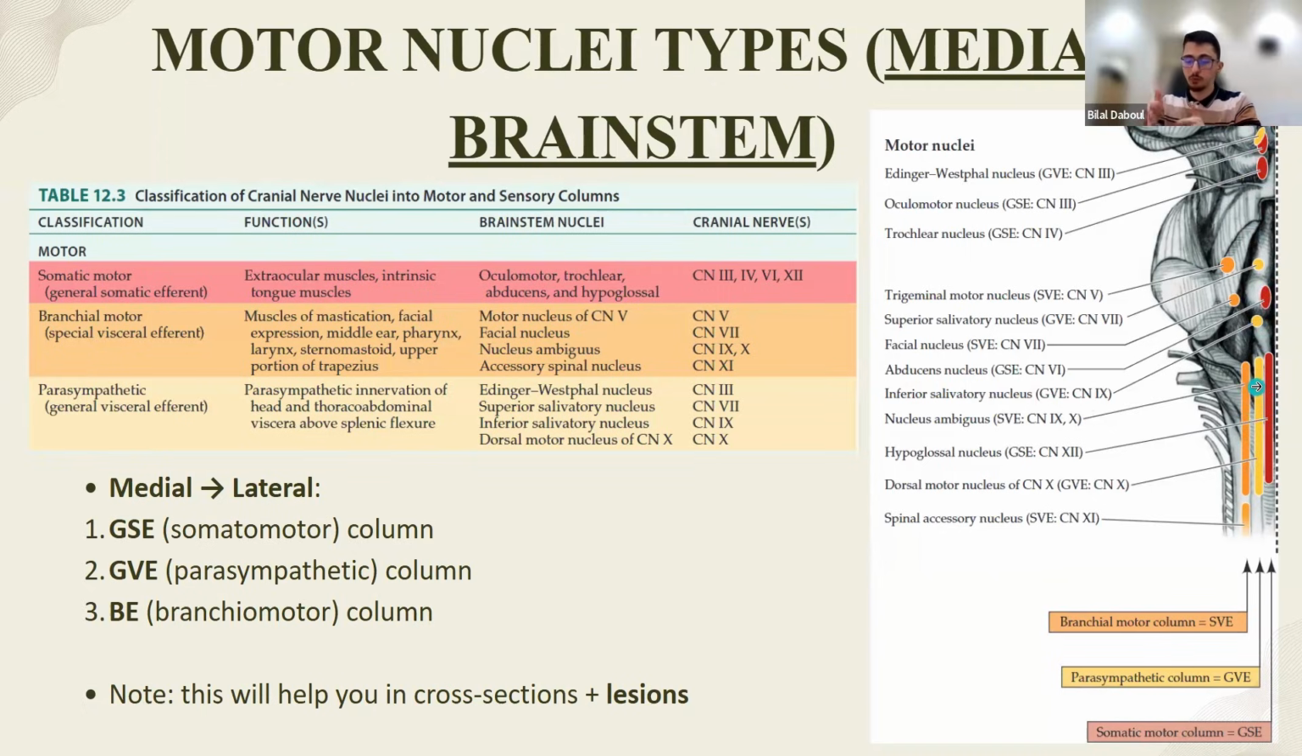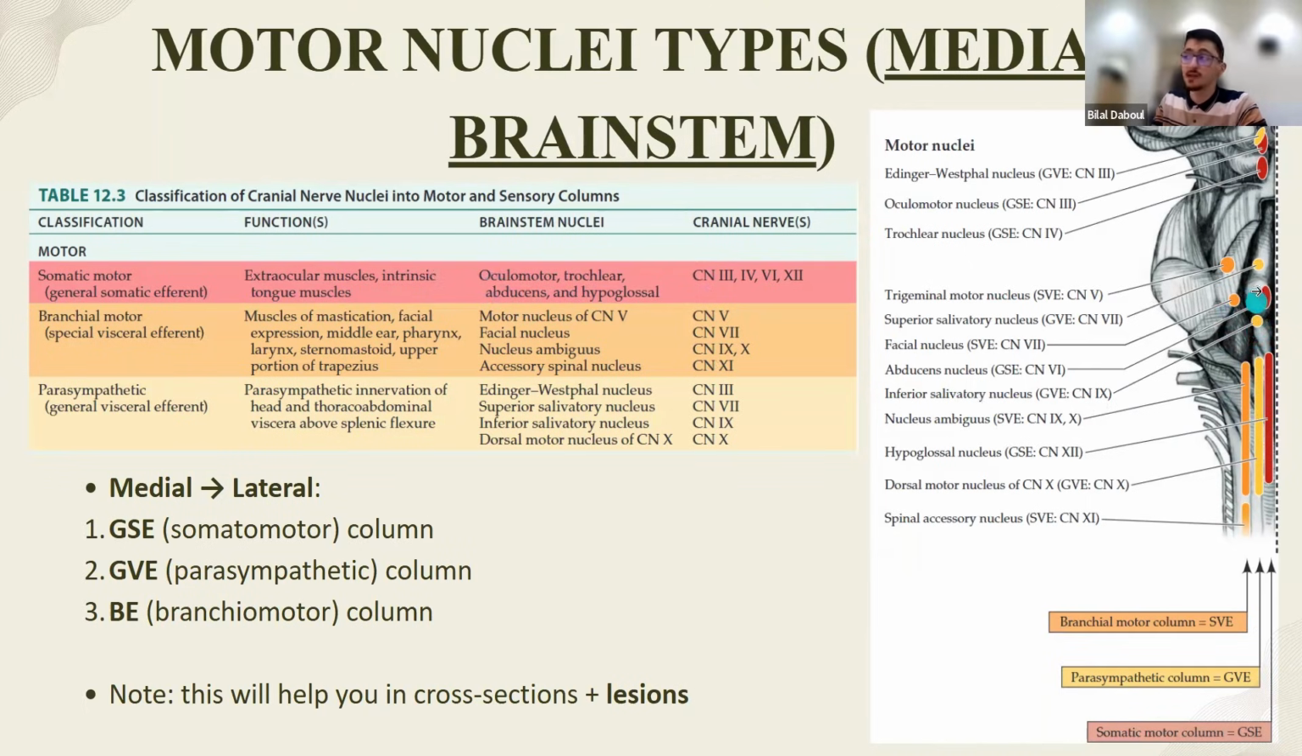So we can essentially group the motor nuclei based on their arrangement in the brainstem. Some are more medially placed, very close to the midline, and some are more laterally placed. In terms of functions, again, extraocular muscles or intrinsic tongue muscles, the brainstem nuclei include the oculomotor at the level of the midbrain, the trochlear at the level of the lower midbrain, and finally the hypoglossal at the level of the medulla. Apart from this, you also have the abducent nucleus.